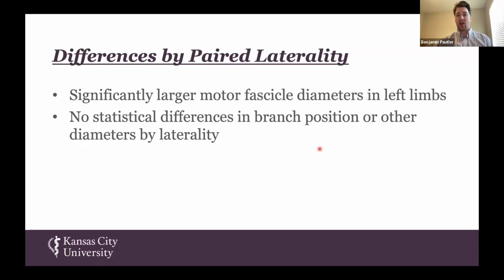Comparing by paired laterality, so that is by left and right hands within the same donor, there were significantly larger motor fascicle diameters in left limbs as compared to right, but no statistical differences in branch position or other diameters by laterality.